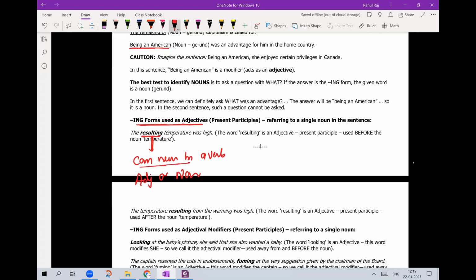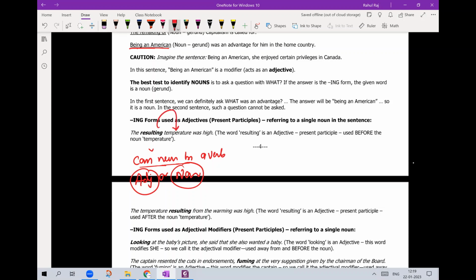Resulting can never be a verb. If it is not a verb, it can either be an adjective or a noun. And what we have learned about adjectives is that if we remove this and read the sentence and it is making complete sense, it means this is an adjective. Now you remove this and read: the temperature was high. This is absolutely perfect sense. It's making complete sense. It means the resulting is an adjective that is referring to temperature.